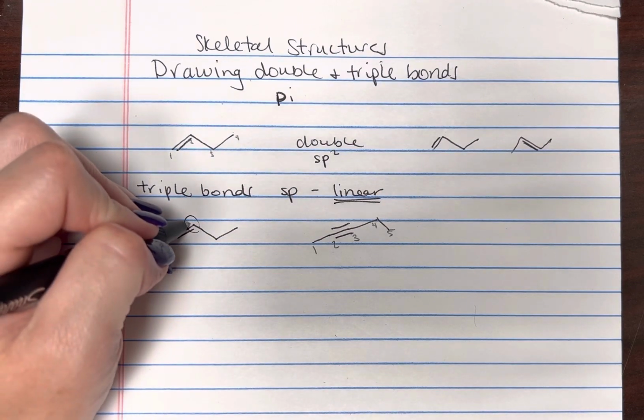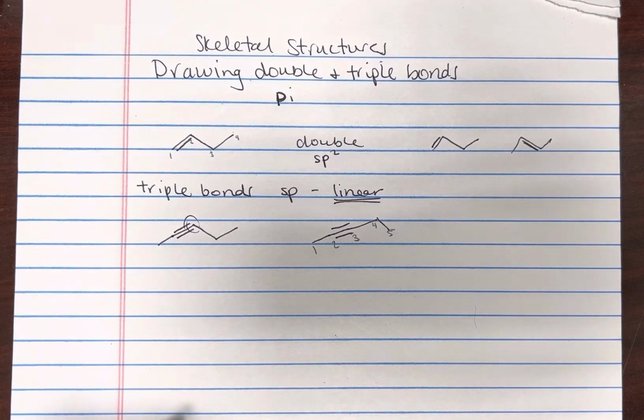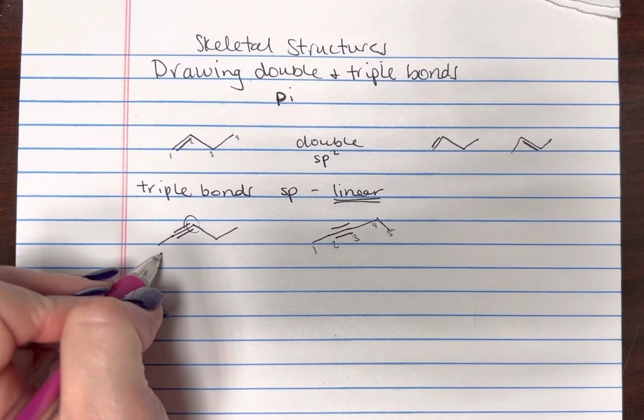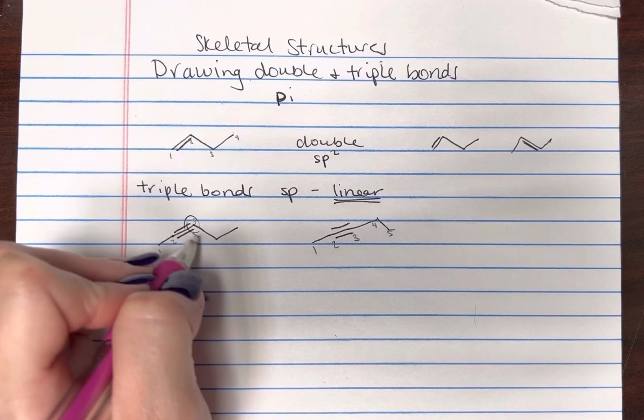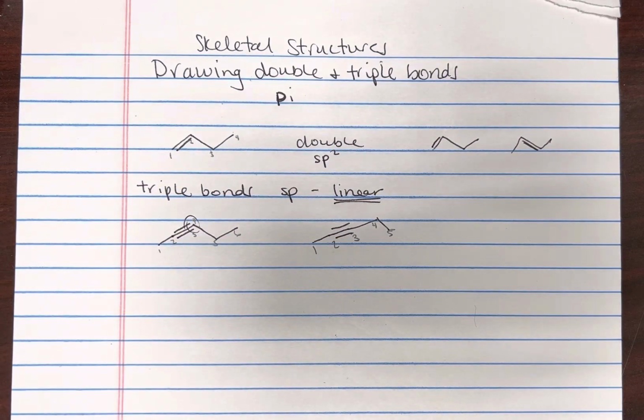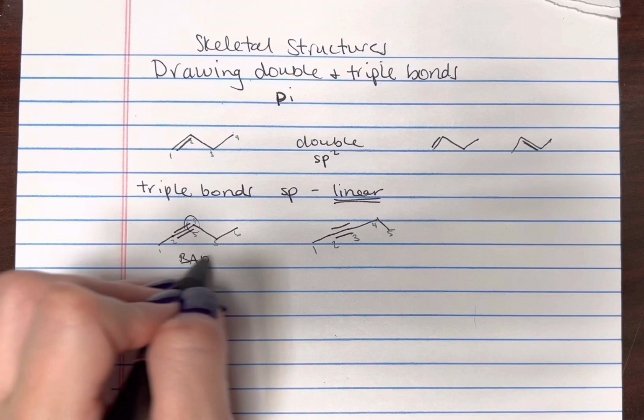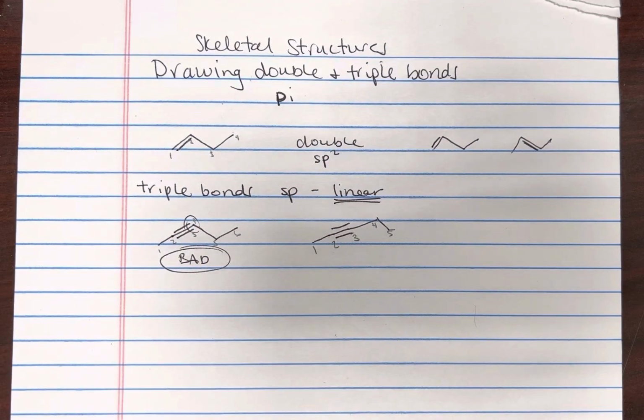But if you're not good enough with your lines and there's a little bit of space, I might have actually drawn 6 carbons. What if I did this? This could be 1, 2, 3, and this is now 4, 5, 6. That's bad. So you have to be careful. If you're not a good artist, do this.